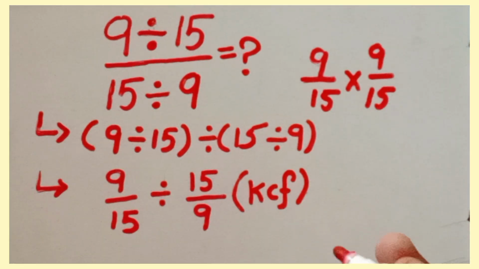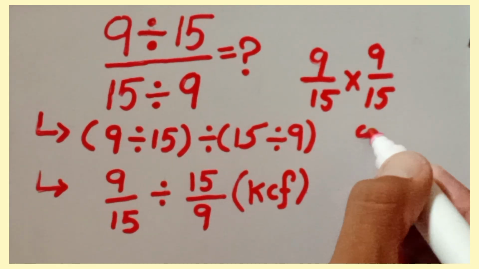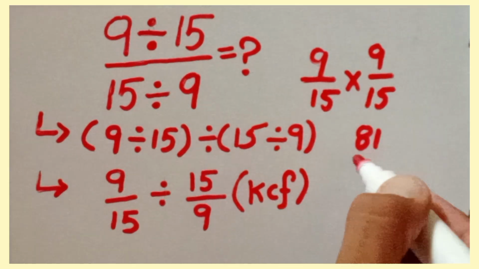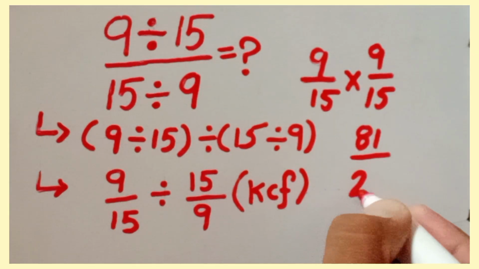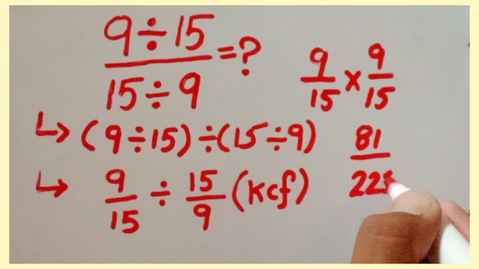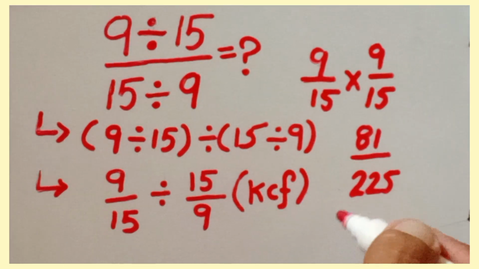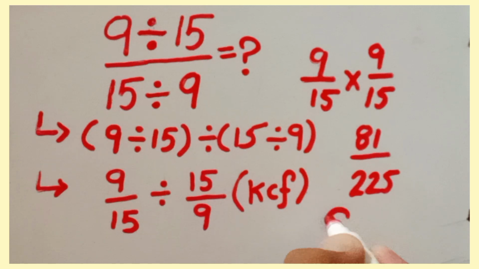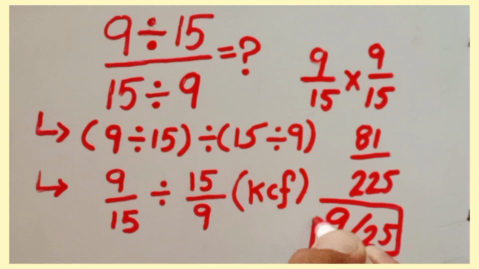Okay, now 9 nines are 81, divided by 15 fifteens are 225. Okay, now if you simplify this, then the answer is 9 divided by 25. This is the final answer of this expression.